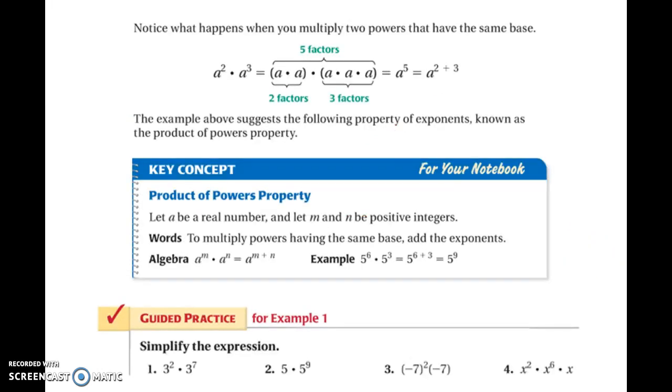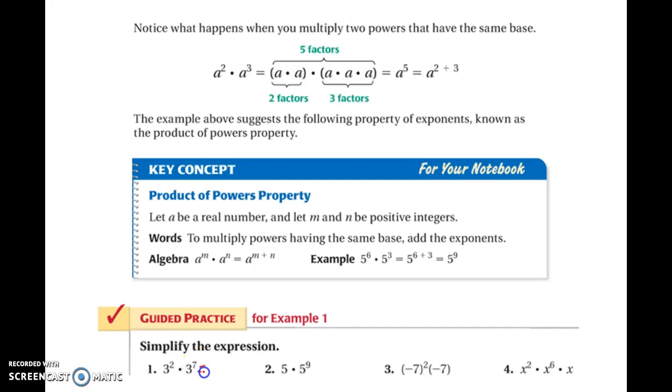This goes over page 435 in your book. You can see at the top of your book you have example of products of powers, and it shows you the rule we just went over. It shows what it would look like in algebra and then an example of what it would look like with just numbers. So we're going to go over the guided practice. I want you to pause the video and complete these first and then check your answers.